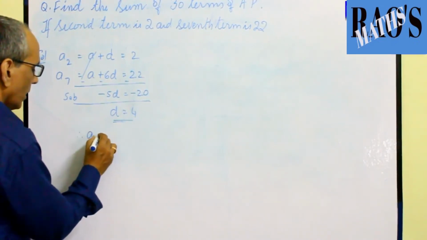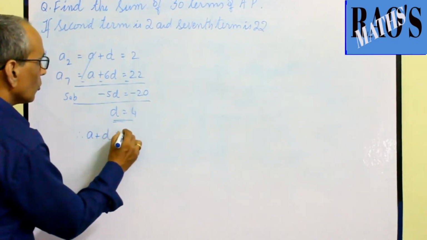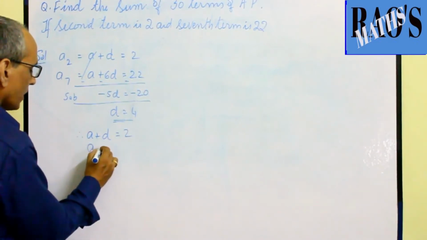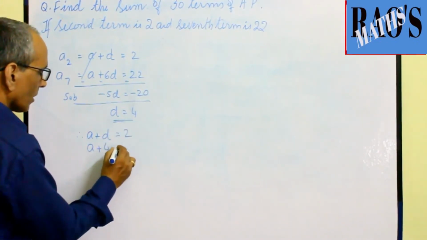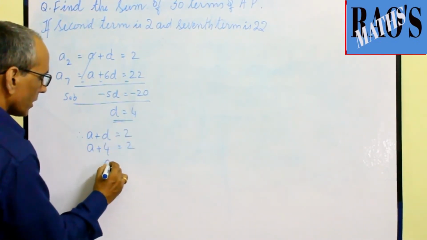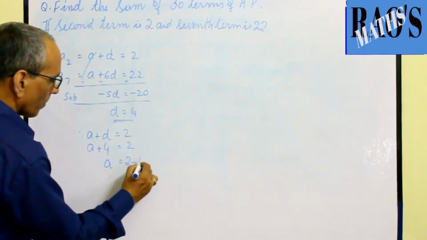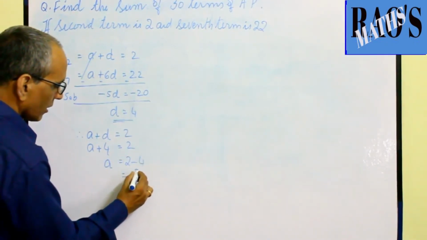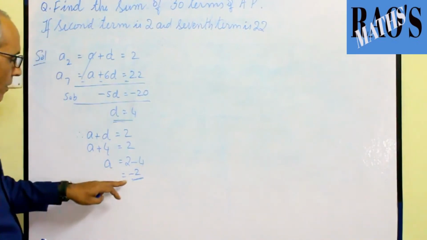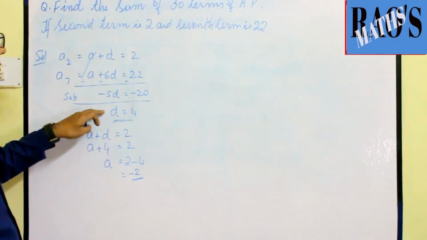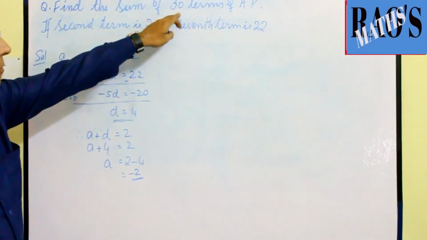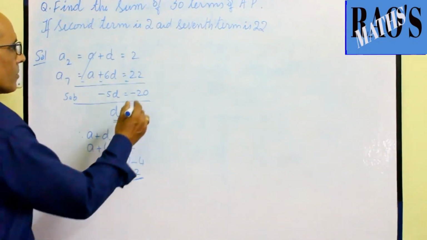Therefore, a plus d is equal to 2 and d value is 4. Then a is 2 minus 4, that is minus 2. We have a value, d value, n value. We can find the sum of n terms.